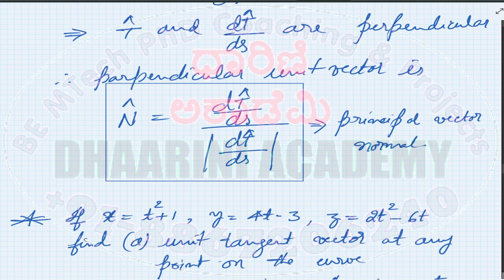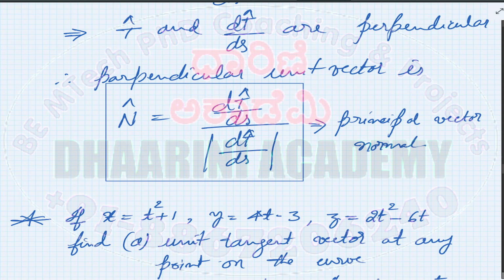So what I'm supposed to do now, n cap is nothing but find dt by ds and divide it by its magnitude. That is the whole concept. So whenever I want to find a unit normal vector of a curve, I should just do dt by ds divided by the magnitude of dt by ds.